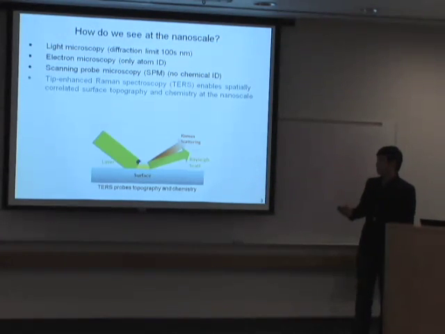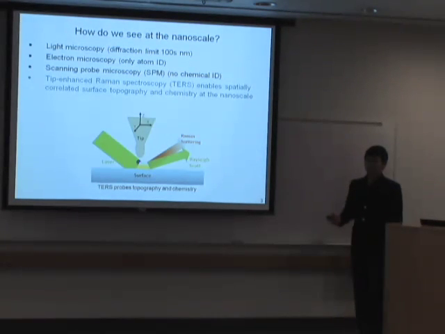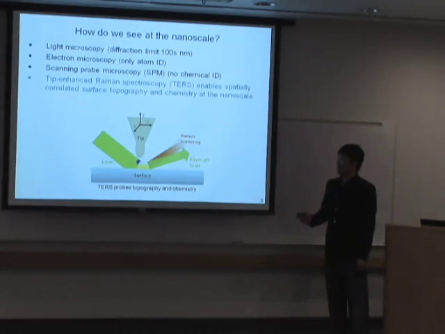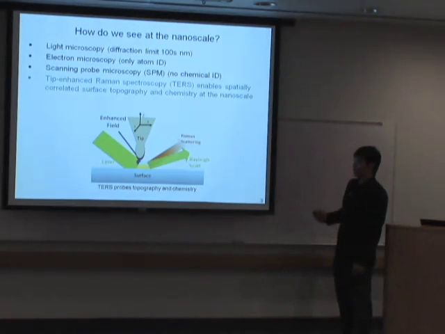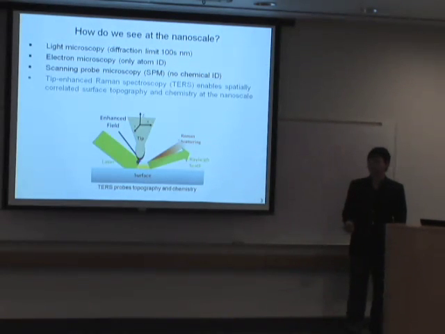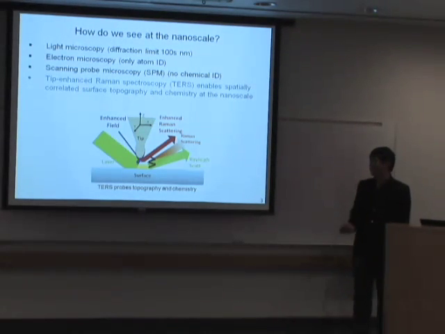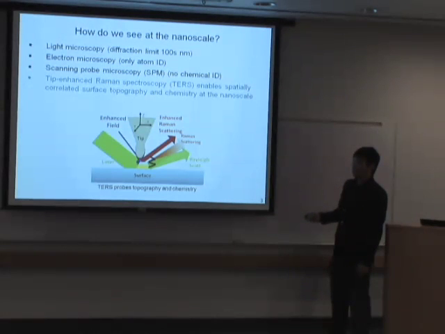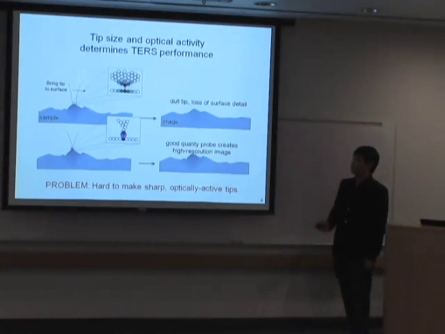So what we do is we bring a metal tip down to the surface, and that metal tip has electrons in it, and when the photons in the laser hit the metal tip, they are coupled to the metal tip and produce an enhanced field at the apex. And this enhanced field enhances the Raman scattering, which I said before is the change in color. And that allows us to produce a chemical image at the nanoscale. So critical to this technique is the tip that we're using.